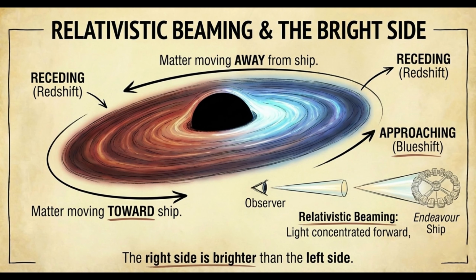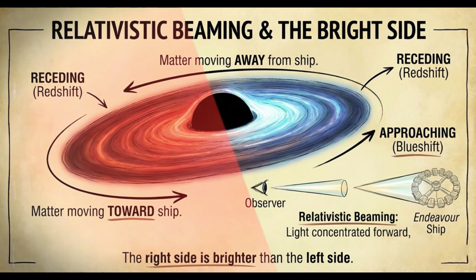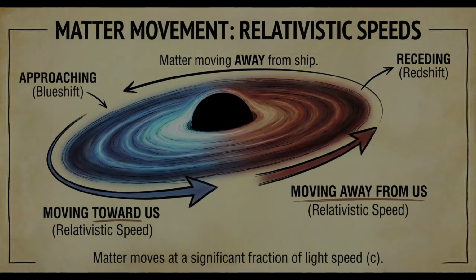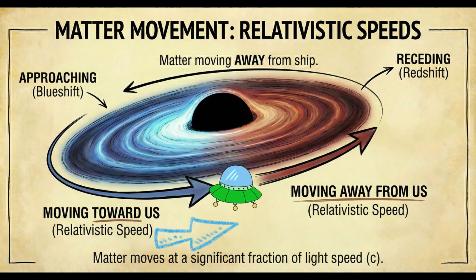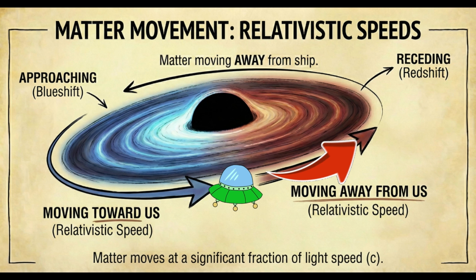And then there's something else. The left side is brighter than the right side. Not randomly, not cinematography, physics. The matter in the accretion disk on the left side is moving toward us at relativistic speeds, a significant fraction of the speed of light. The matter on the right side is moving away from us.